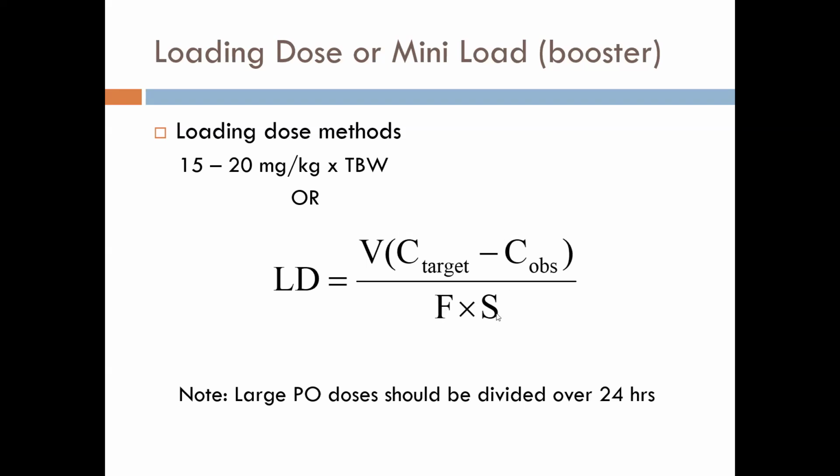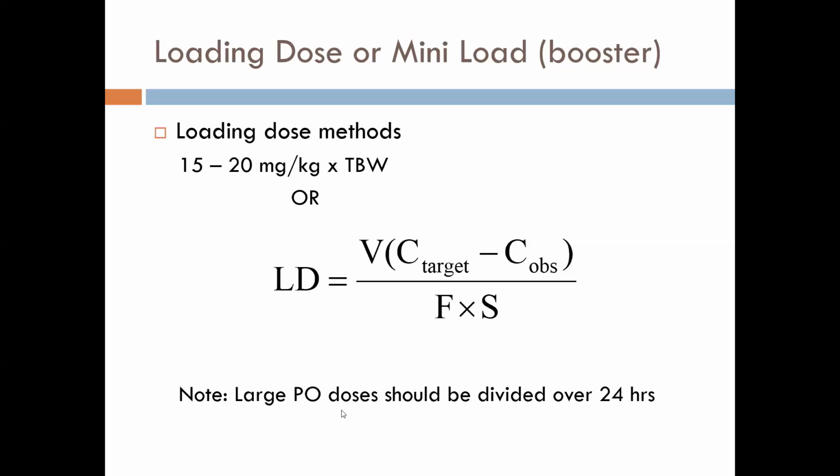over your bioavailability times salt form. If you're giving it as a sodium phenytoin salt, you're going to have to use your salt conversion of 0.92. If you're giving an IV, obviously your bioavailability will be 1, but your bioavailability will be less than 1, possibly, if you're giving it by another route.